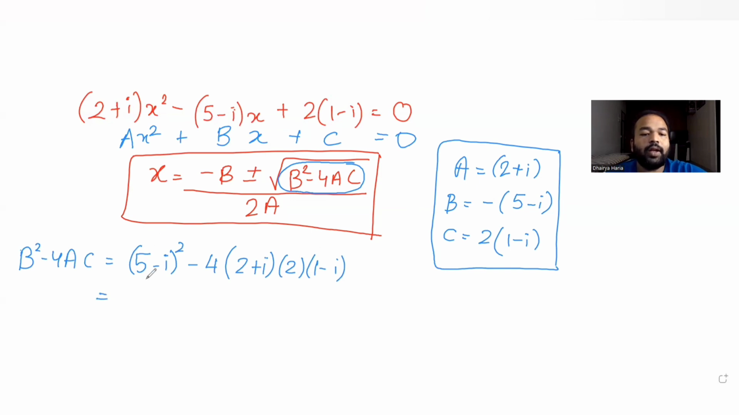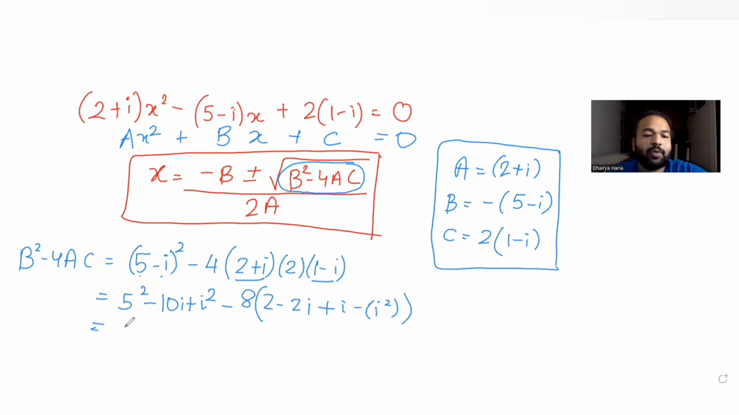So if I square it, it becomes a minus b the whole square, a square minus 2ab plus b square. So a square minus 2 into a into b: 2 into 5 is 10, 10 into i is 10i, plus b square. So b square is i square. Minus 4 into 2 is 8. And if I multiply those two brackets, what I get is 2 into 1 minus i is 2 minus 2i, plus i into 1 is i, and minus i square. So that gives me minus i square.